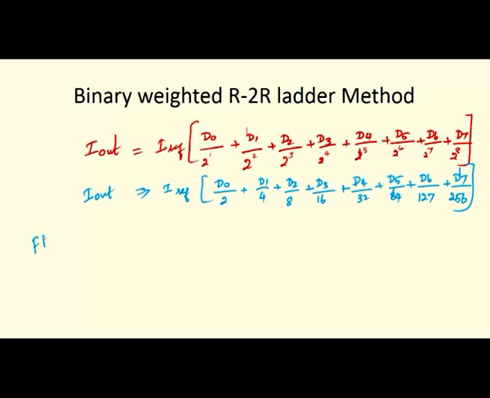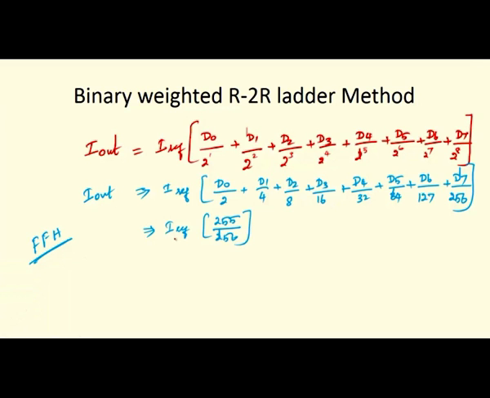Suppose my data is FFH. FFH means all bit positions will be 1, right, D0 to D7 all are 1. So, you will get the value as I reference into 255 divided by 256, because we are taking the LCM value. FF's corresponding decimal equivalent is 255, right, 255 by 256.